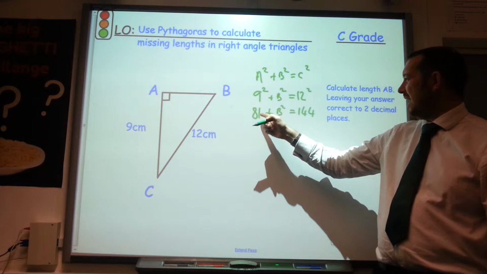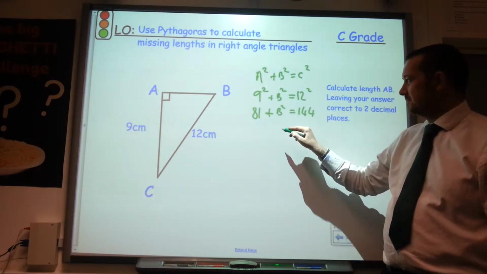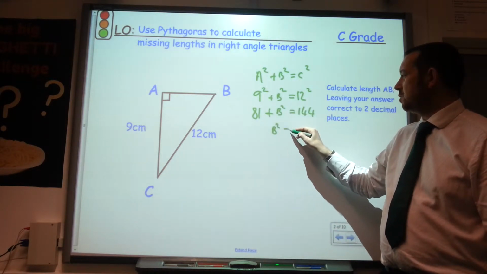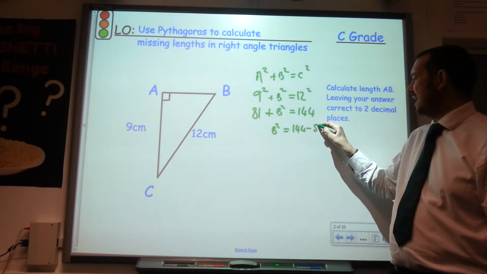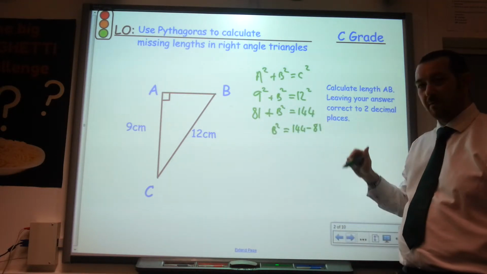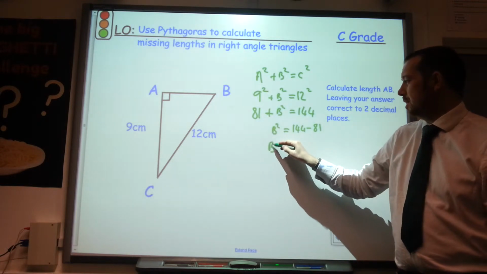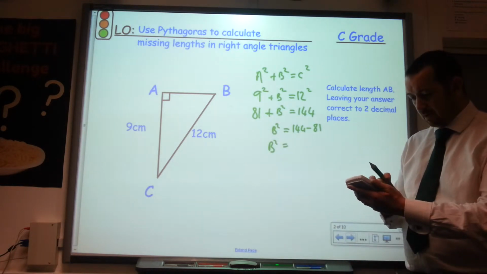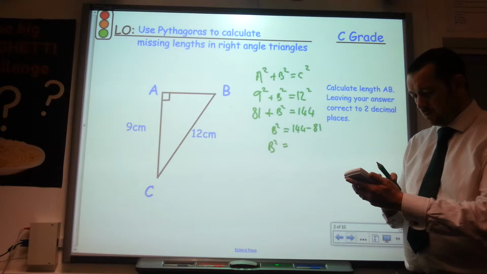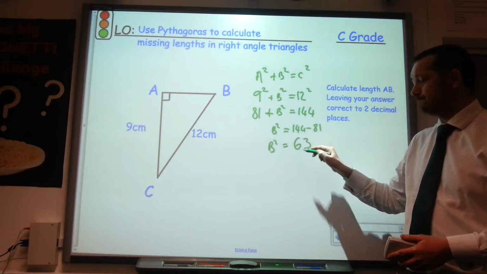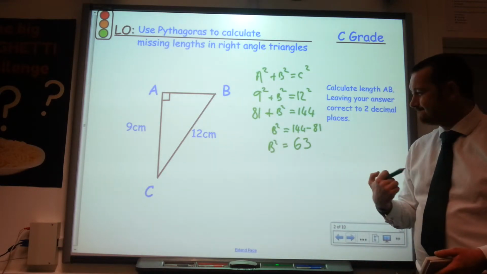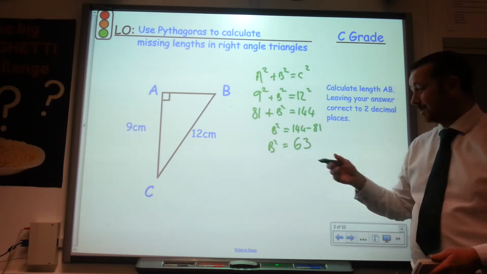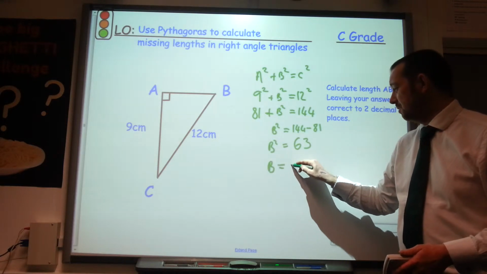Well, I need to take 81 away from 144 now. So we've got b squared, sorry, 144, take away 81. So I'm just taking it away from that side. So that means that b squared is 144, take away 81, is 63. So now, what was the next bit? It was square root of 63.